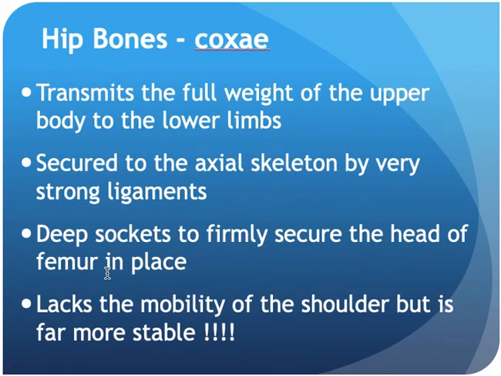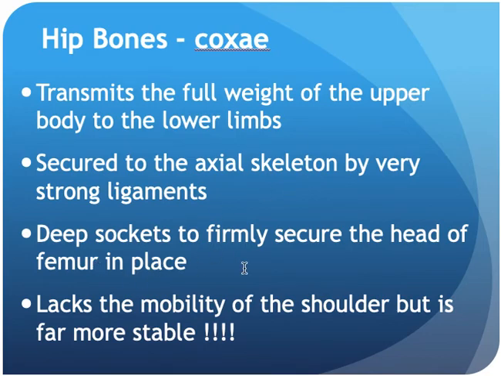Another big thing to remember with the lower extremity is that it's bearing a lot of weight. It transmits the full weight of the upper body to the lower limbs. This is why the bones in your lower extremity have to be so much bigger, the ligaments are bigger, and everything has to be bigger and stronger. We secure this part to the axial skeleton through very strong ligaments.